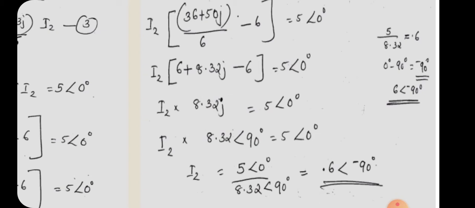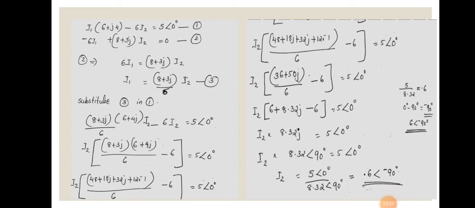Actually, I am not doing that. I am simply dividing 5 by 8.32, so I got 0.6. For the angles, the symbol is divided by, so 90 degree is subtracted from 0 degree, so I got minus 90. So I got the value of I2. Then I can substitute the I2 value in I1. We have the equation for I1 as I1 equal to (8 plus 3j) divided by 6 into I2, from equation number 3. In that I can substitute the value of I2, so I will get the value of I1.